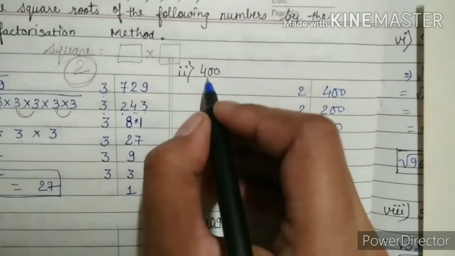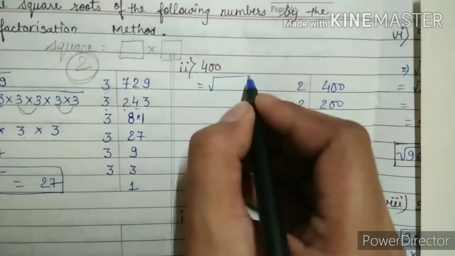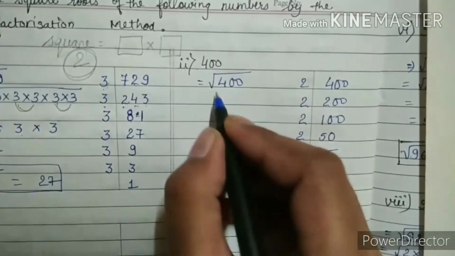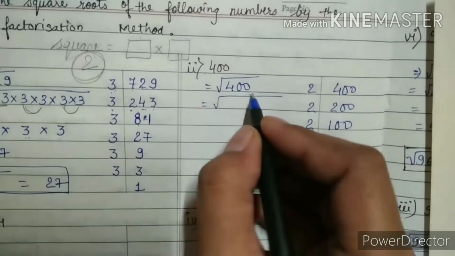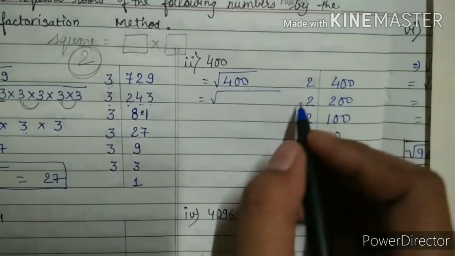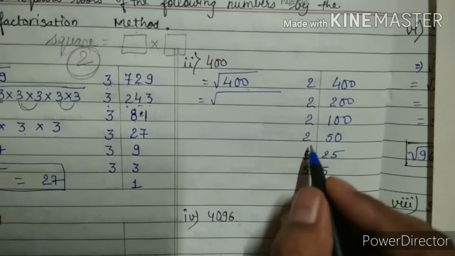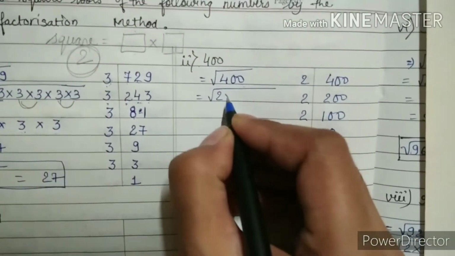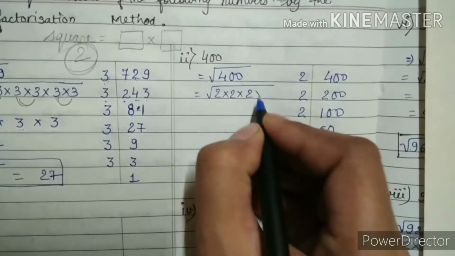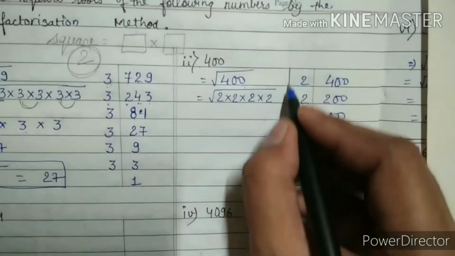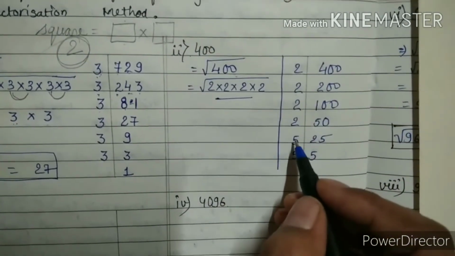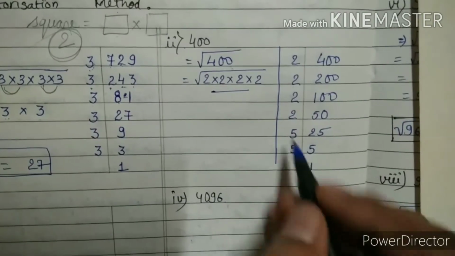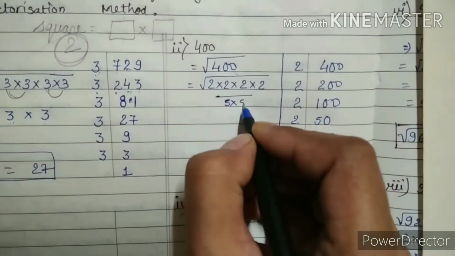We have to take the square root of 400, that's why firstly we put the square root. Now what are the prime factors of 400? First is 2, four times, 1 2 3 4. Here I don't have so much space, that's why I am coming on the next line. Now the remaining factor is 5 times 5.